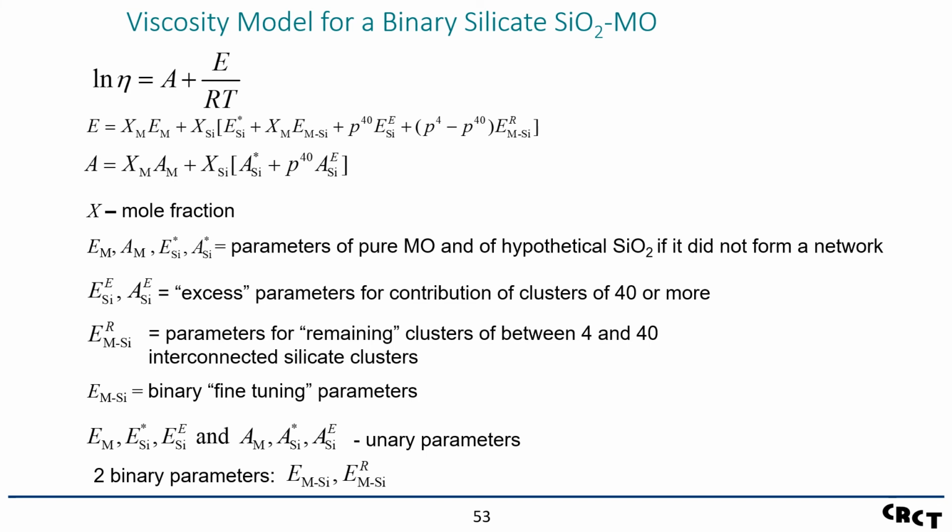And so E remainder silicon is a model for the parameter for the remaining clusters. This depends on the particular cation, calcium, magnesium, and so on. And EMSi are the binary fine-tuning parameters. We have 6 unary parameters. These are only for pure silica and pure metal oxide, and there are just 2 binary parameters for each binary metal oxide silica system.